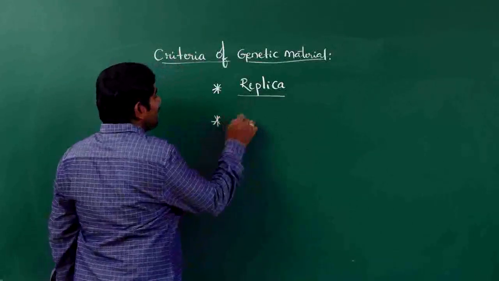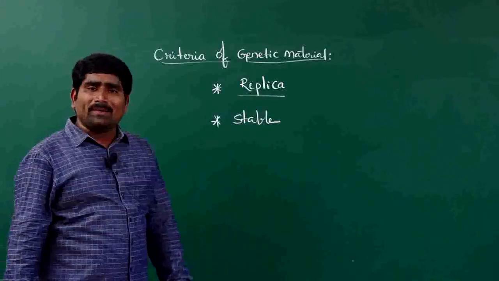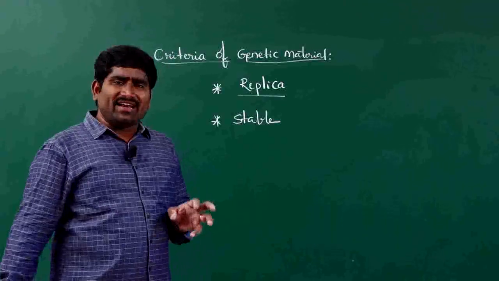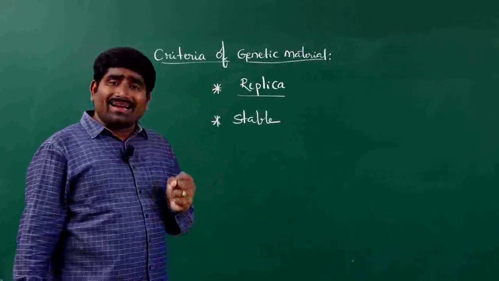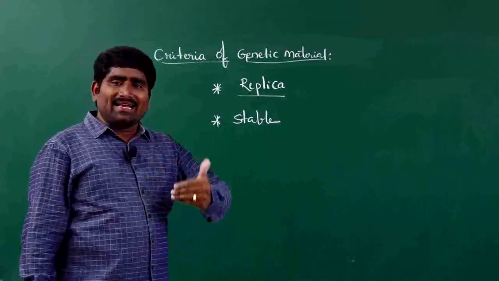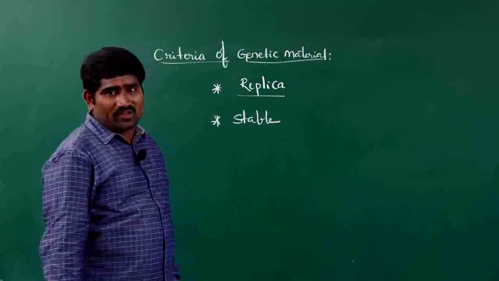And the second one is, a genetic material should be stable. Stability is very important. Comparatively, RNA is more stable than proteins. Comparatively, DNA is more stable than RNA. So DNA is the major genetic material, and RNA is the primitive genetic material.